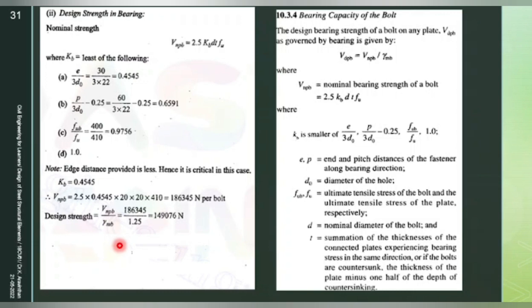This is for a single bolt. So like that, how many bolts are there? 6 bolts. You multiply by 6. 149 into 6 will be 894 into 10 power 3 Newton. You will be getting 894 kilonewton. All the bolts will be able to carry a bearing force of 894. Now within these 3 forces, which is higher?